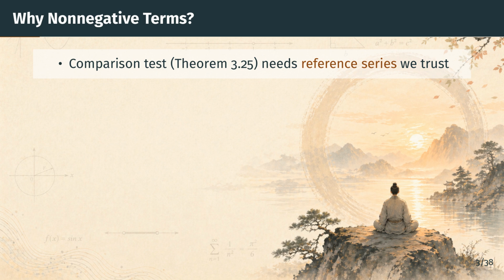Recall the comparison test from the previous section. To prove that a series converges or diverges, we compare it term by term to a series whose behavior is already known. The whole strategy is only useful if we have a stockpile of reference series whose behavior we have nailed down. Building that stockpile is what this section is about.